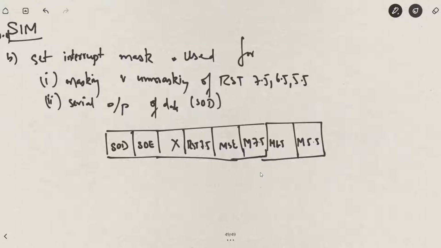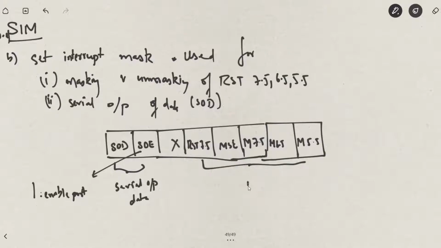So if this is an accumulator, what we have to do is transport the data byte into the accumulator, and this will be from least significant bit to the most significant bit. All of them will be used for certain purposes, and these two will be used for serial output of data. If SOE is 1, it means enable the port. Fine. X means don't care condition, it's not required. All of these three are actually used for interrupts.